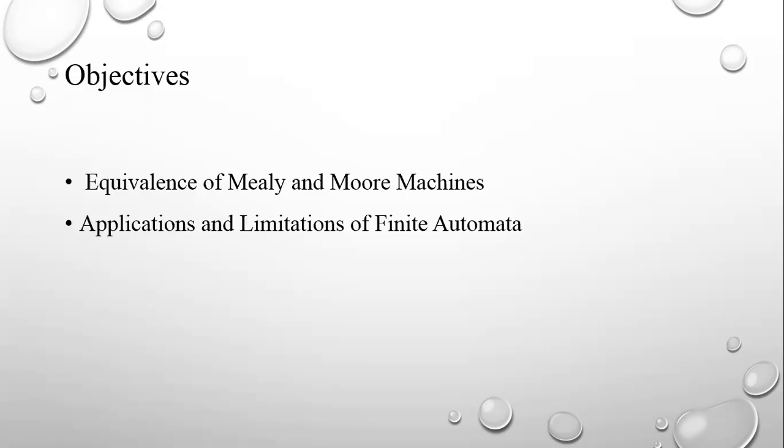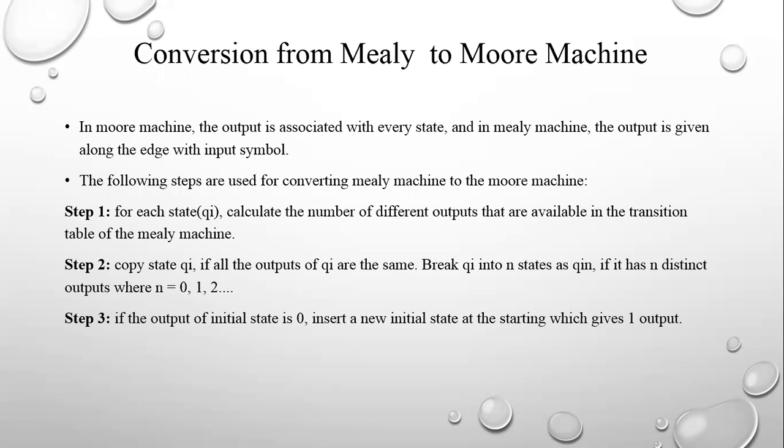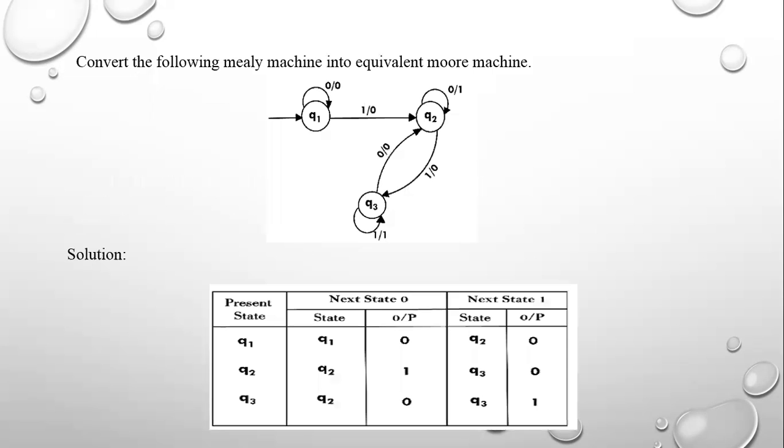Now, how do we convert from a Mealy machine to the corresponding Moore machine and vice versa? First of all, we convert a Mealy machine to a Moore machine. The machine consists of a 5-tuple. So this is the transition diagram for the Mealy machine.